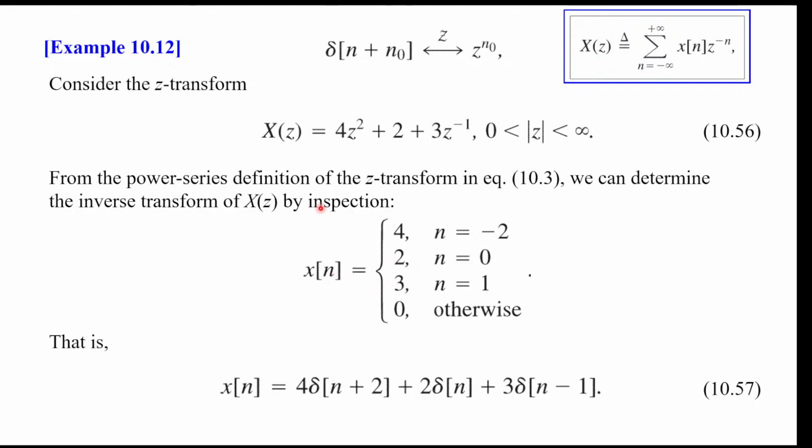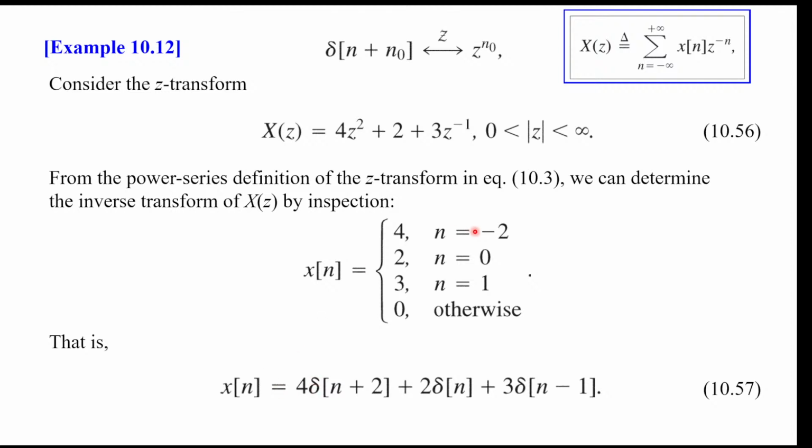Then we see that if our x of n is just this, then by this formula we'll get X of z that looks like this. So basically we see that if our X of z is already a power series, then we can get our x of n by inspection. And so if we want to write this into a more complete equation, then we write x of n equal to 4 times the delta of n minus 2.